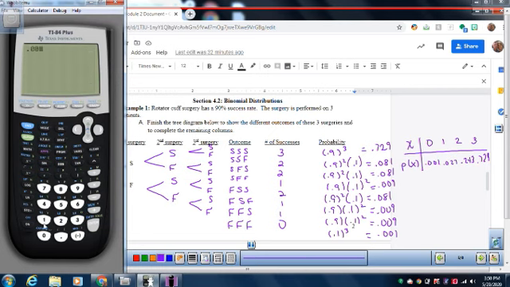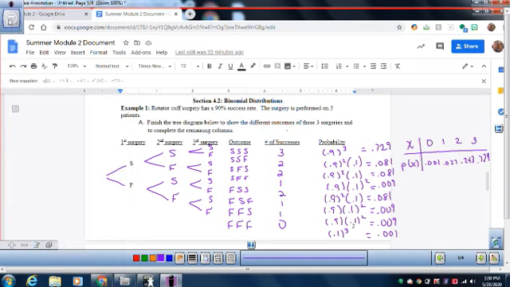Make sure that adds up to 1 to make sure it's valid. So 0.001 plus 0.027 plus 0.243 plus 0.729. And the sum is 1. So I know all these are between 0 and 1, and my probability sum is 1.